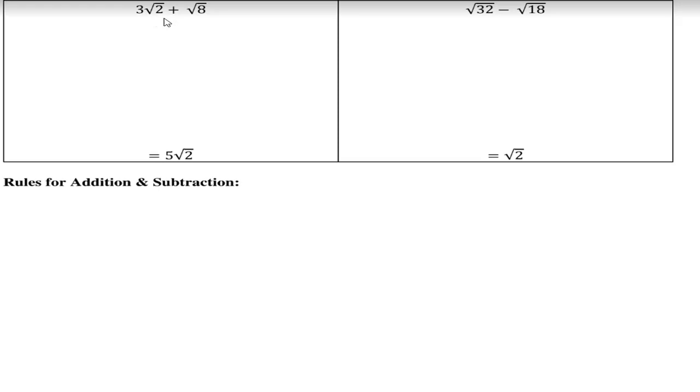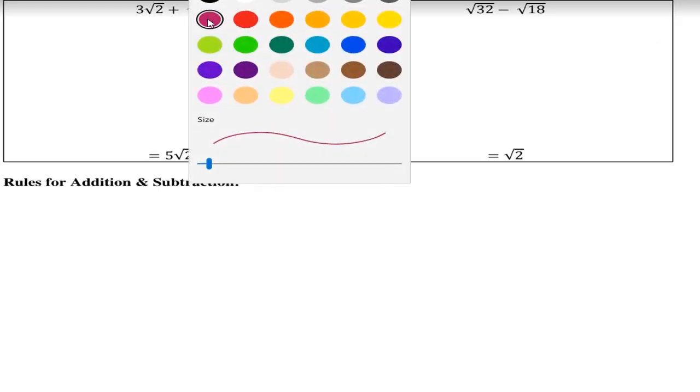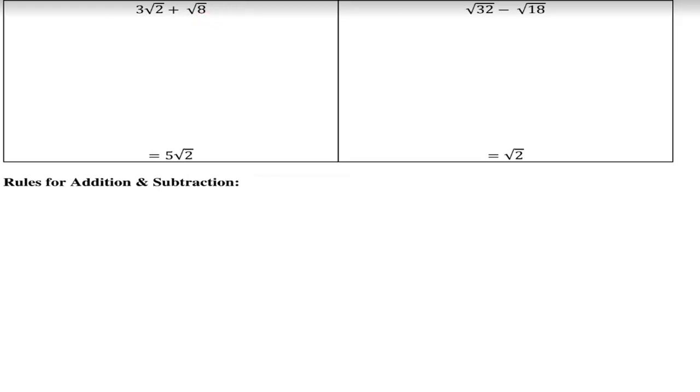3 radical 2 plus radical 8 equals 5 radical 2. Okay, the other one, radical 32 minus radical 18 equals radical 2. Those are a bit more confusing. I'm not too sure what I see, and I'm not sure if I can really make any observations. Well, I can make observations, but I'm not sure if there's any kind of pattern to it. So here I notice that in the problems there are different radicals, right?